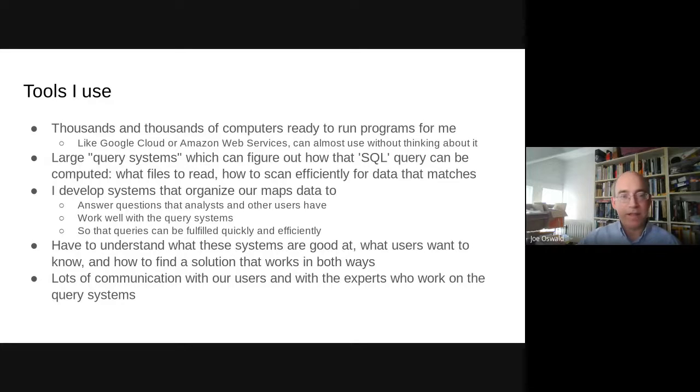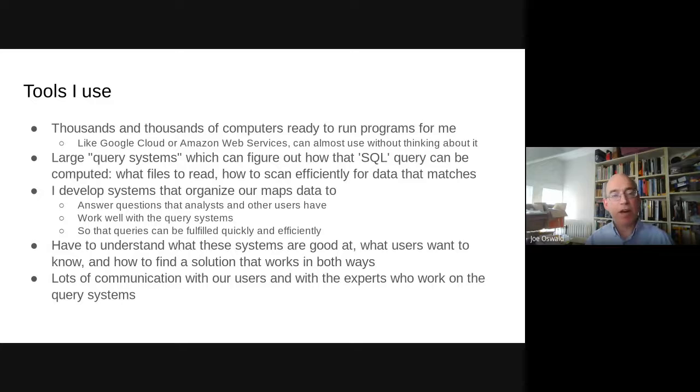It's really like going to the sink and turning on the tap, and water comes out. And behind that, there are pipes and dams and reservoirs, thousands of miles away. But it all shows up at the tap, and I don't even have to think about it. I just ask for 10,000 computers to work on my program, and they work on it. We have large what I would call query systems, which can figure out how to translate that query that I showed you on the previous page, how that can be actually computed, what files need to be read, and how those files can be scanned efficiently for data that matches the criteria.